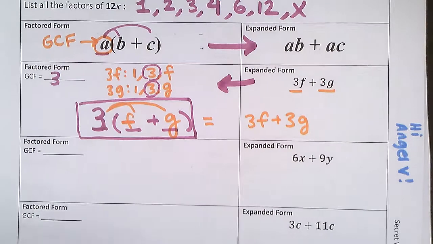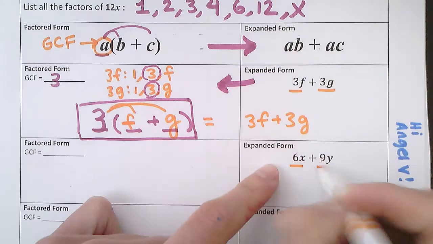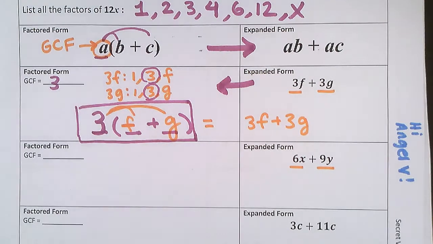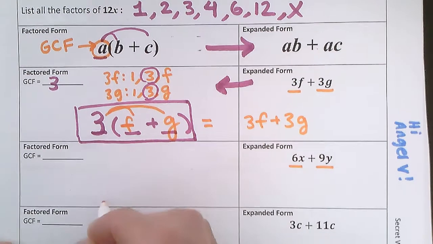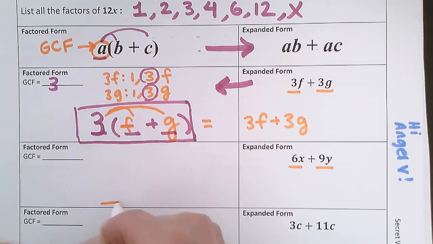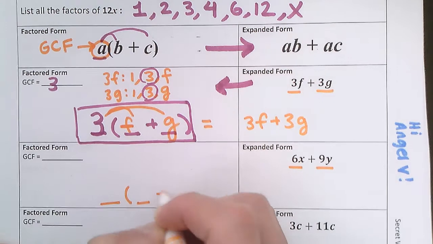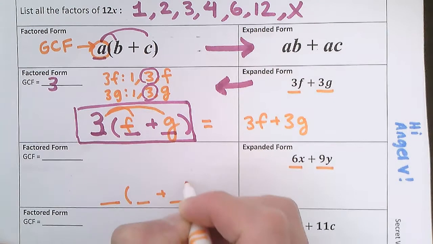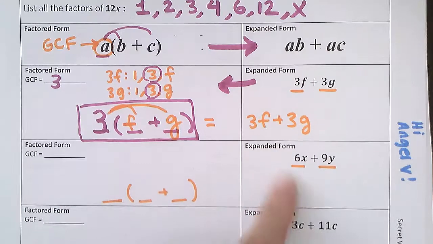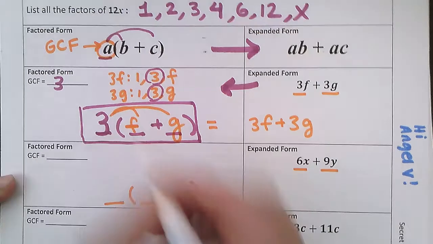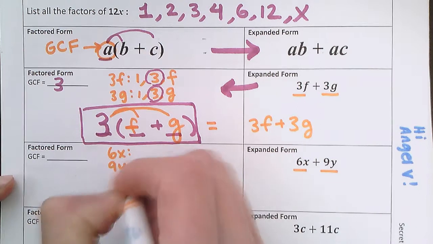Let's do another one all together. This one, it's 6x plus 9y. We're going to put that into factored form. So we know that our final answer is going to be the greatest common factor here, and then in parentheses, something plus something. So we have to figure out what is the greatest common factor between 6x and 9y. Let's write it out. 6x, 9y.